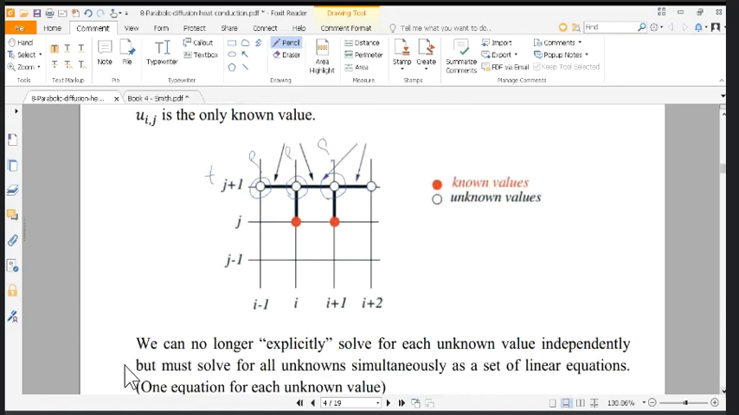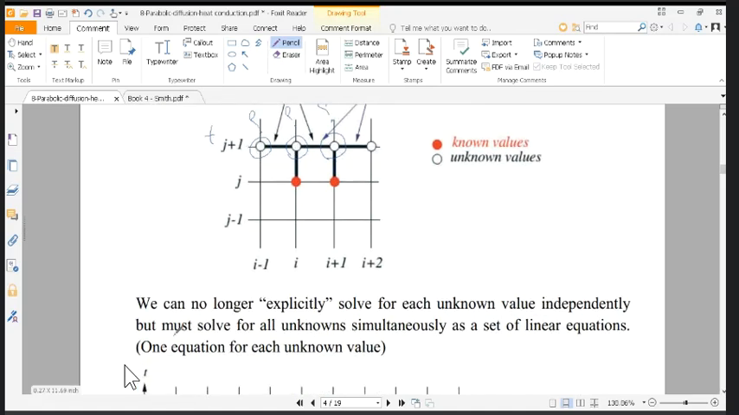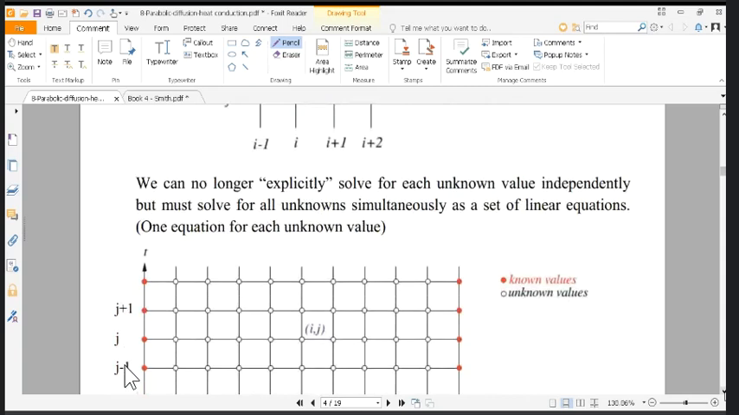The discussion is here. We can no longer explicitly solve for each unknown value independently, but must solve for the unknowns as a set of linear equations. When we write this implicit formula for each point, finally we have a system of linear equations. We should write one equation for each unknown value. Pay attention.